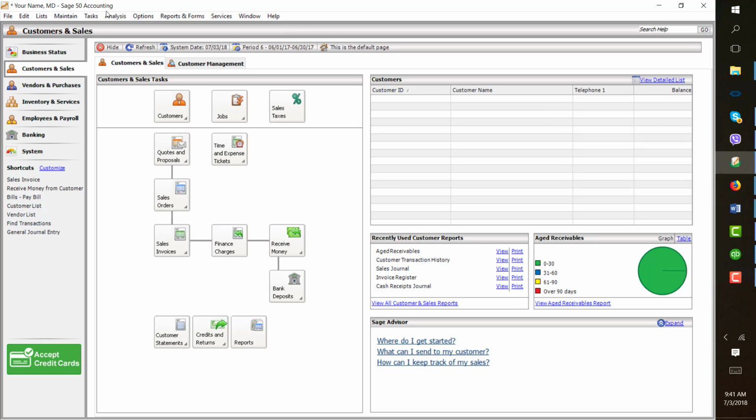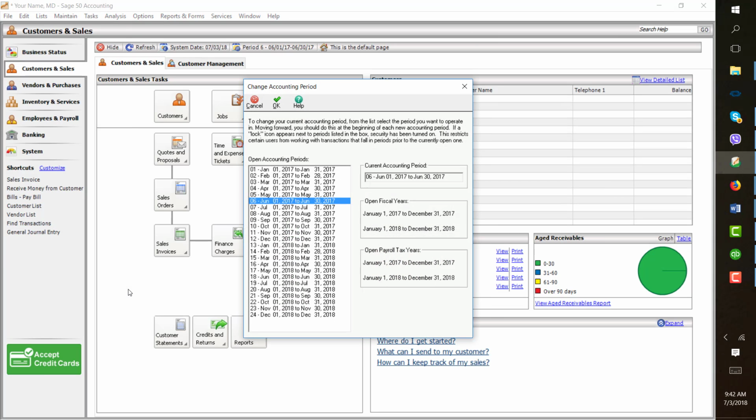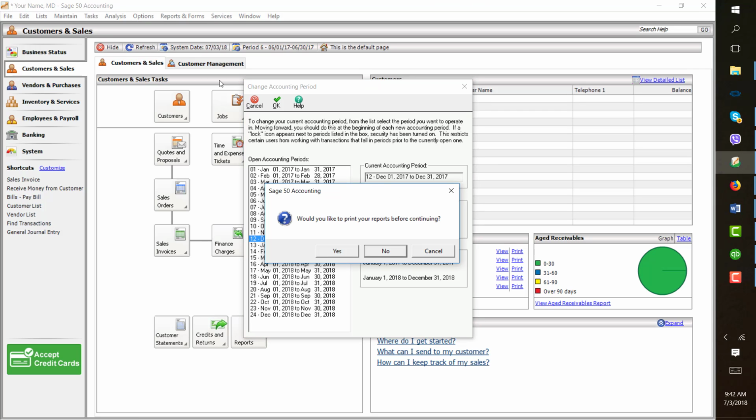To do this process, you go to Task and you want to click at the bottom of the screen. There is the System, and you want to click the accounting period, changing the accounting period to period 12. That is December 1st to December 31. Once you click that, click OK.